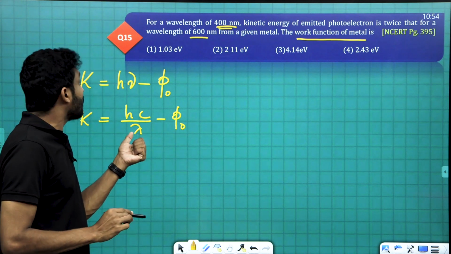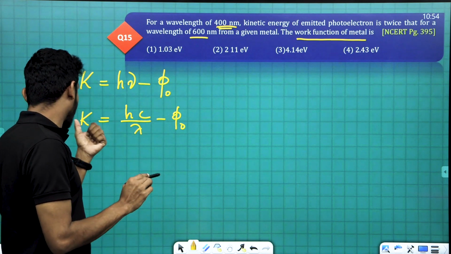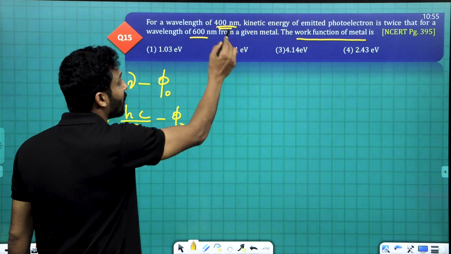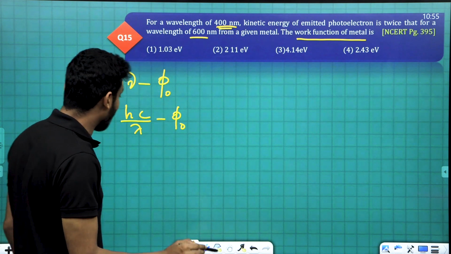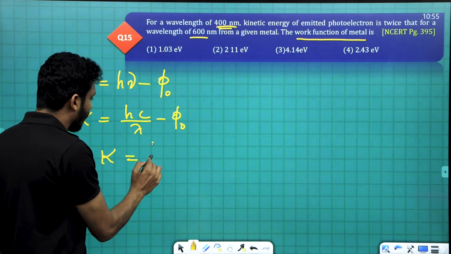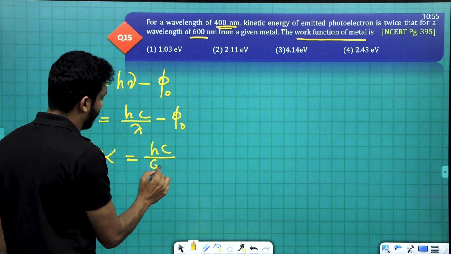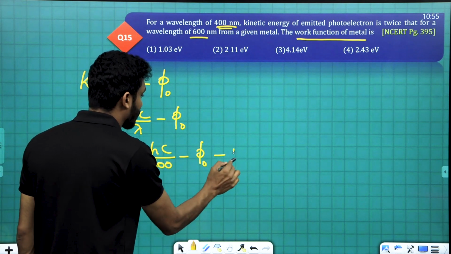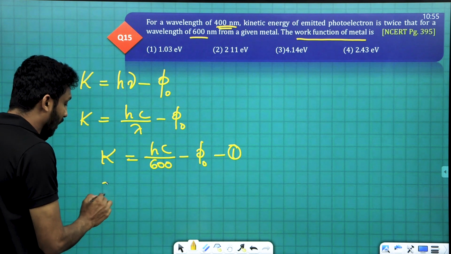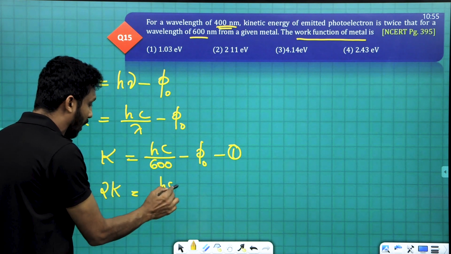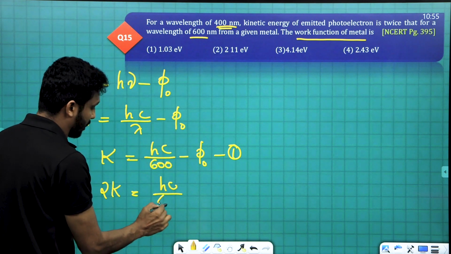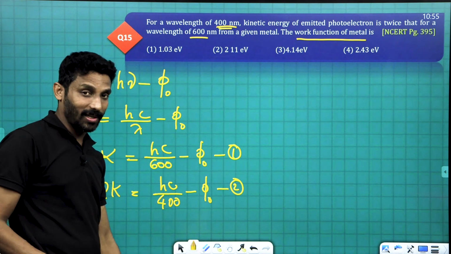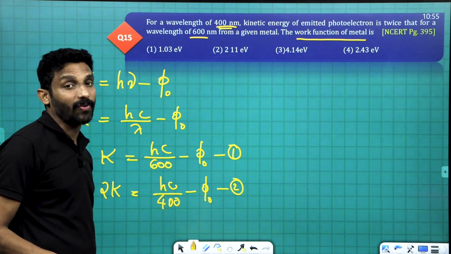When lambda is equal to 600, we use k. Then when lambda is equal to 400, we use twice of k, because the kinetic energy is twice. Clear? When we use k, instead of lambda we have to use 600 nanometer, we convert it later, minus phi naught. This is the first equation. Then the kinetic energy becomes twice when lambda becomes 400 nanometer, as given in the question, minus phi naught. This is equation number 2. And the question asked is, what is the work function phi naught?